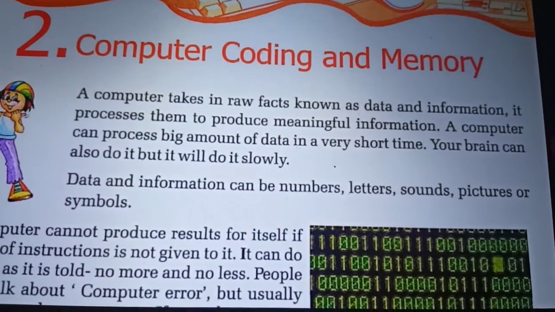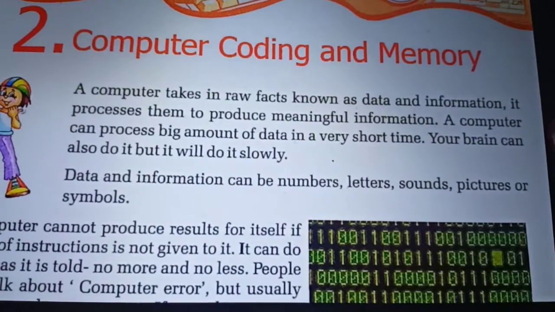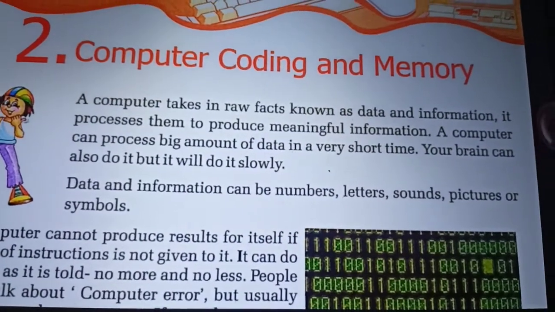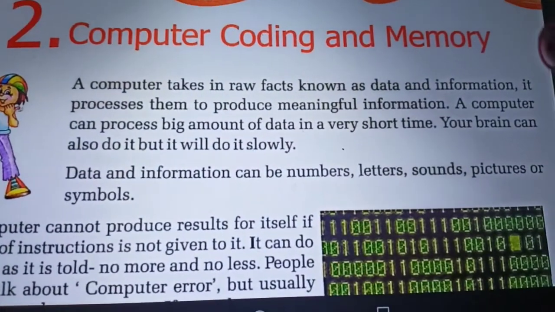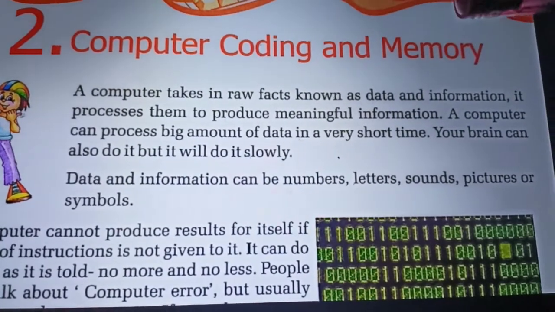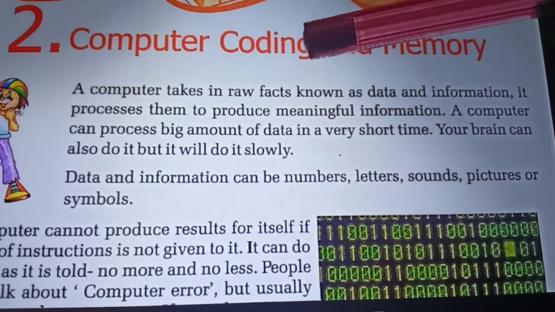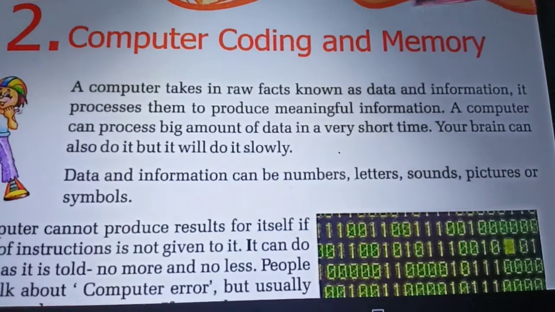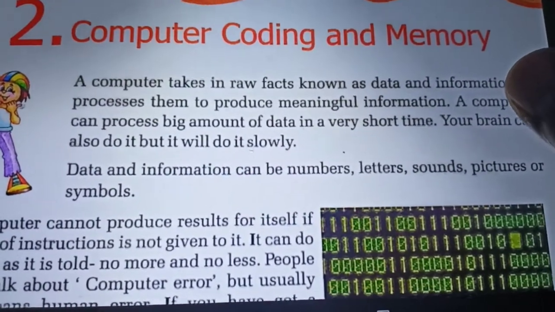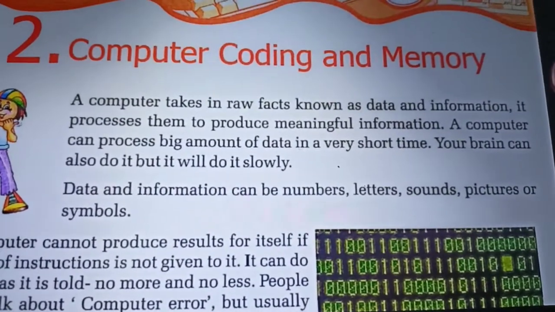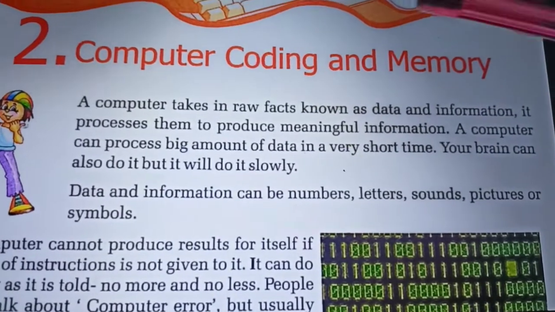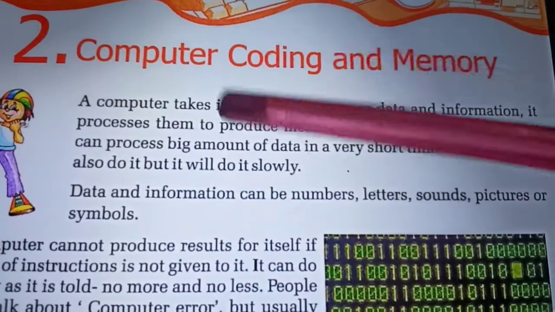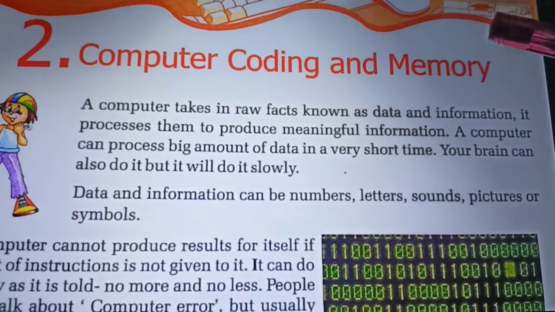The name of that chapter was Rising Steps of Computers. And today we are going to start the second chapter of your computer book. The name of this chapter is Computer Coding and Memory. So let's start reading. Firstly, what do you mean by coding and memory?